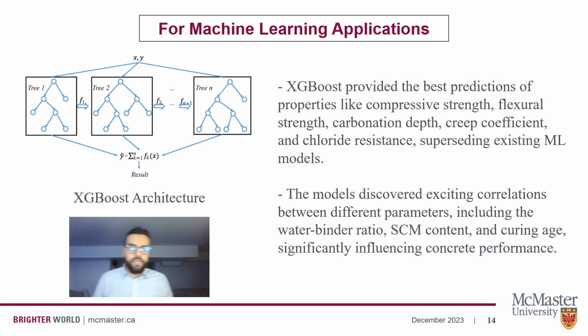Then for machine learning applications, we discovered that a list of algorithms and architectures are being used. However, the XGBoost model provided the best predictions for properties like compressive strength, flexural strength, carbonation depth, creep coefficient, and chloride resistance, superseding basically the existing mathematical and machine learning models. So this model, for example, discovered existing correlations between different parameters, including the water binder ratio, supplementary cementitious materials percentages, curing age. All these parameters significantly influenced the concrete performance.